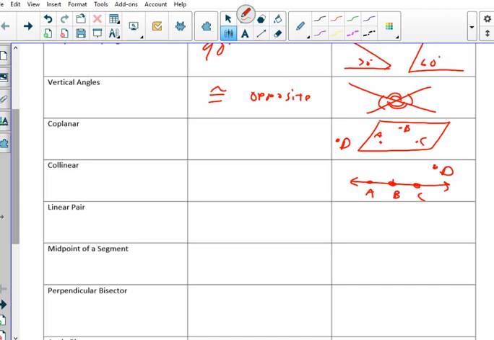A linear pair gets back to what we were talking about in number 1, but these two angles are actually touching. They must share a common vertex and a common side, or ray. And they must add up to 180 degrees.